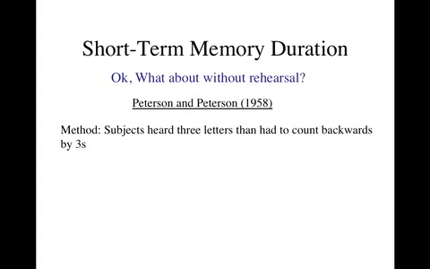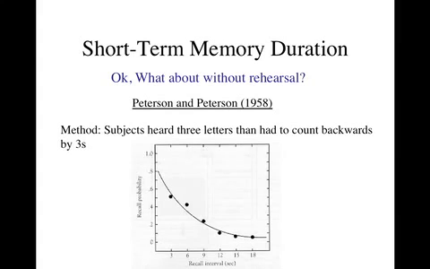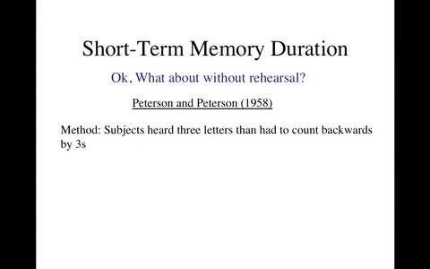But what about without rehearsal? Peterson, and there was a task you did, Brown and Peterson, for a cog lab, came up with this idea of having people do some peripheral task, in this case counting backwards by threes, after they had been presented with some information. So people would see a trigram, 3 letters, and then had to count by threes and later say what those 3 letters were.